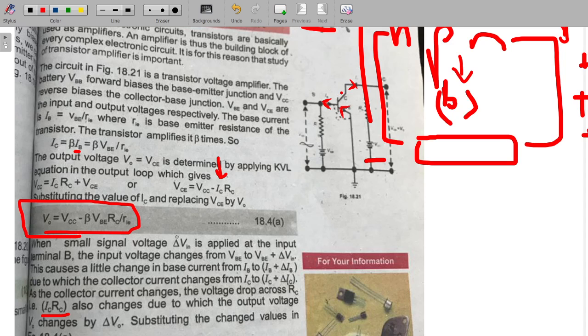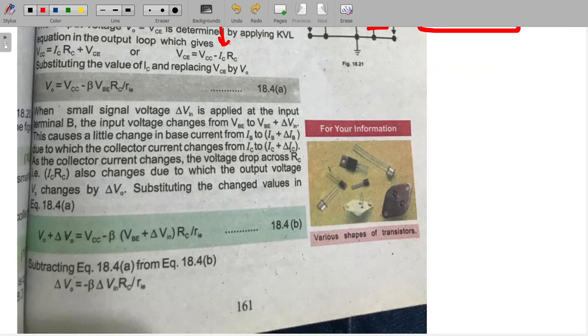And when we substitute all the new values in this relation, what we found here is that we are left with this relation where we have the normal input voltage, and the tiny voltage which we have applied on top of it, and then we have VCC minus beta, and then we have the VBE voltage, which was our input voltage.